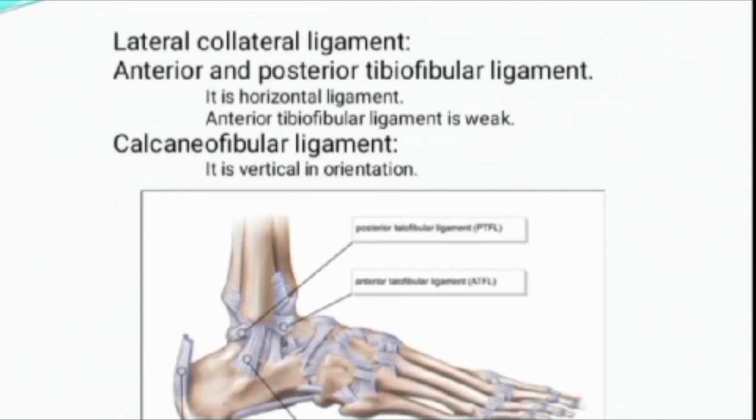Lateral collateral ligament. Lateral collateral ligament has three ligaments: anterior tibiofibular ligament, posterior tibiofibular ligament, and calcaneofibular ligament. The anterior tibiofibular ligament is weak. Both the anterior and posterior tibiofibular ligaments are horizontal ligaments. Calcaneofibular ligament is vertical in orientation.